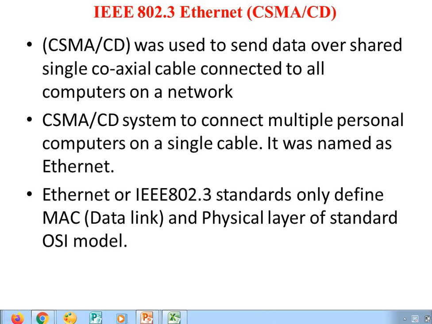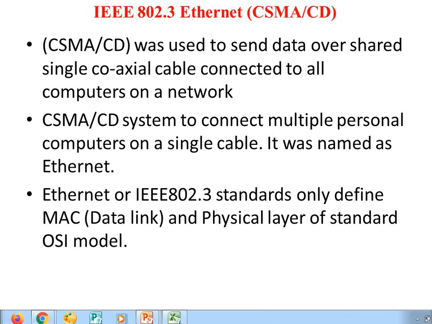So CSMA-CD was used to send the data over a single shared coaxial cable connected to all the computers. Here we will be considering that the coaxial cable is utilized, but CSMA-CD is also utilized with the twisted pair cable. Initially when Ethernet evolved, we used to have a coaxial cable, and after that when the speed or baud rate demand increased, we shifted to the twisted pair cables.